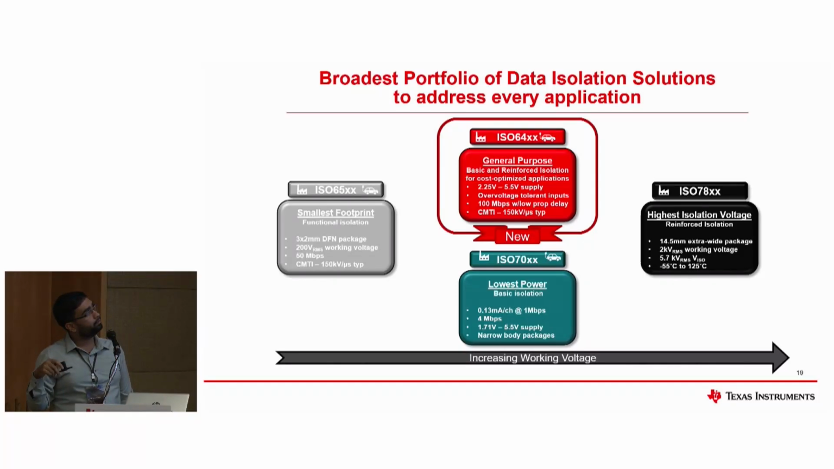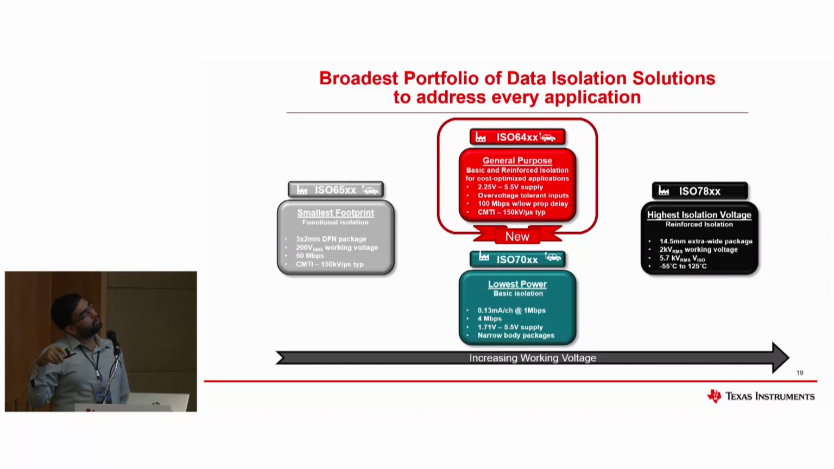Coming to the general purpose isolators, I already talked a little about 70XX, which is offered only in basic isolation because of the narrow body package. But if you see the currents here, the power consumption that I was talking about, it has 0.13 milliamps per channel at 1 Mbps. This is generally used in industrial applications for 4 to 20 milliamp sensor applications.